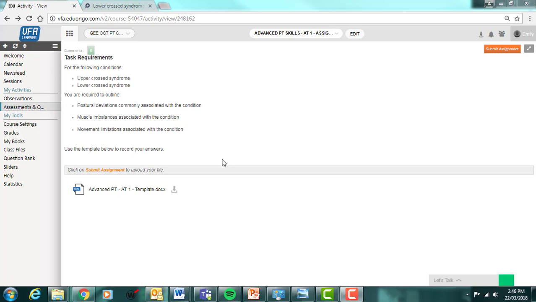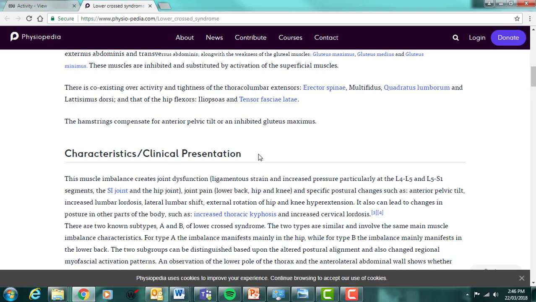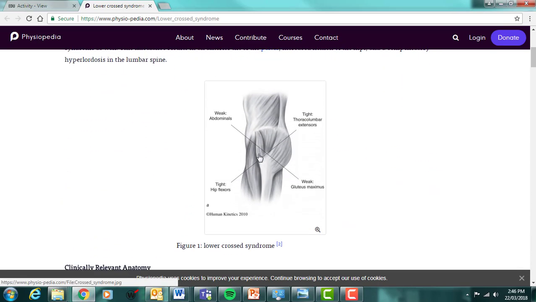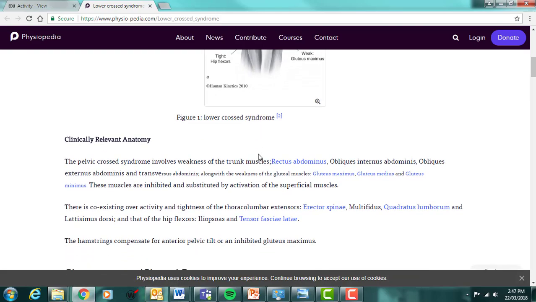So looking back at where my students in the past have gotten information from, and I feel that this is the same even with the fitness students, they've gotten this information from Physiopedia. And with my understanding, Physiopedia is very similar to Wikipedia, where it can be edited by pretty much anyone and put the information on there.